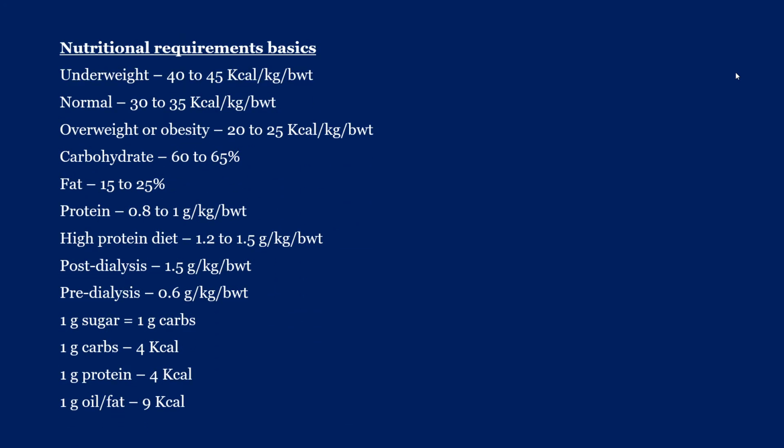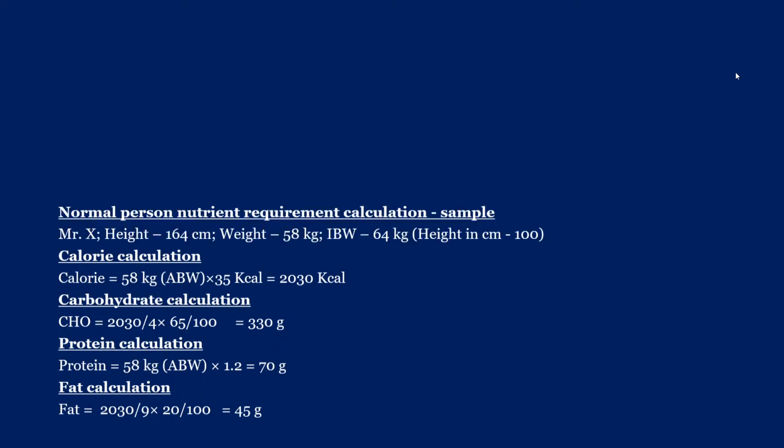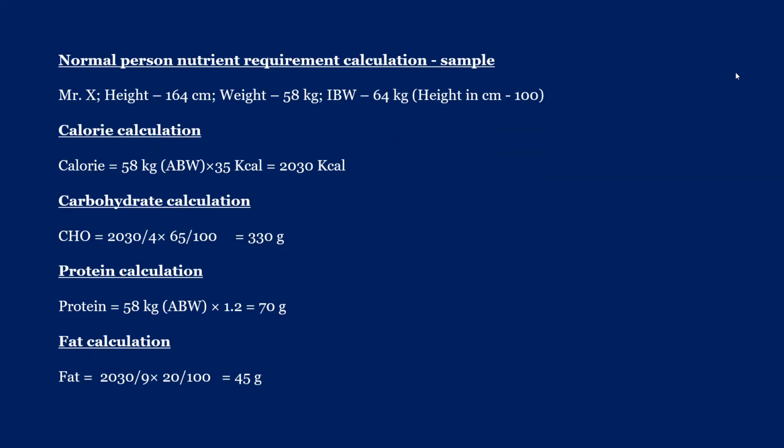Before starting the enteral feed, the dietitian must know the basic nutritional requirements. These are the standard calories per kg body weight for underweight, normal, and obese people. We'll see an example of the nutritional requirement of a normal person. Mr. X, with an actual body weight of 58 kg and an ideal body weight of 64 kg, his calorie requirement should be calculated with the standard recommendation of 35 calories.